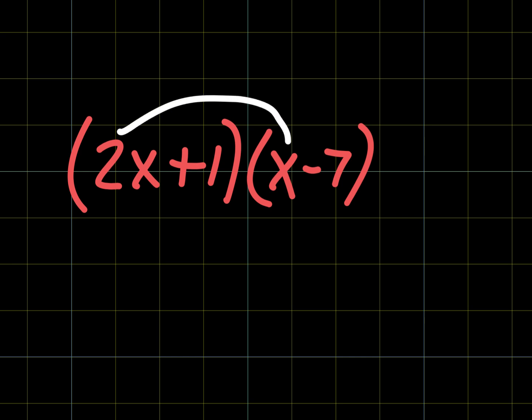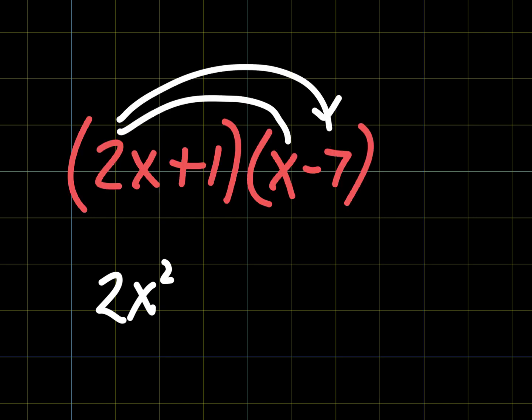Don't let it freak you out. 2 times x, 2x times x, sorry, is 2x squared. Go ahead and finish this one. I think you'll know what to do on all the other ones. You do that one next.